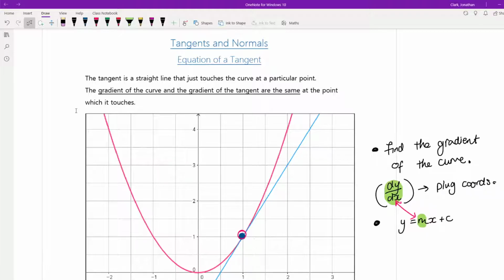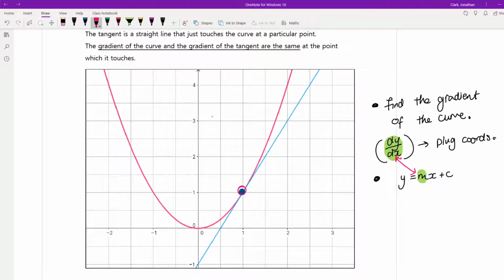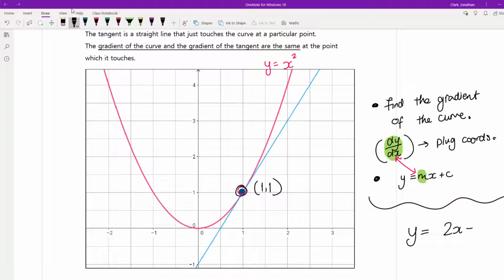Now let's have a go. So we're actually dealing with this equation here. This is the curve y equals x squared, and this line is our tangent. We're trying to work out the tangent at the coordinate 1, 1. Now, if you just want to have a go at this, you might be able to see what the answer is visually, but the answer is y equals 2x minus 1.